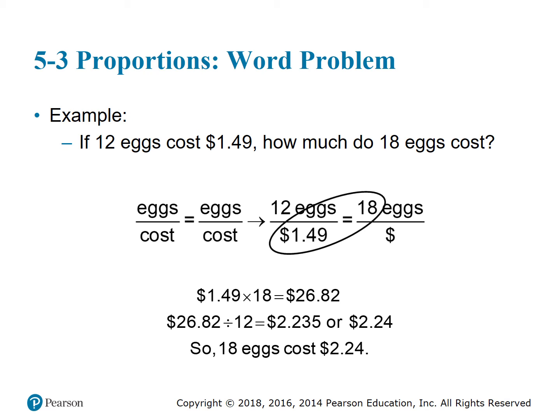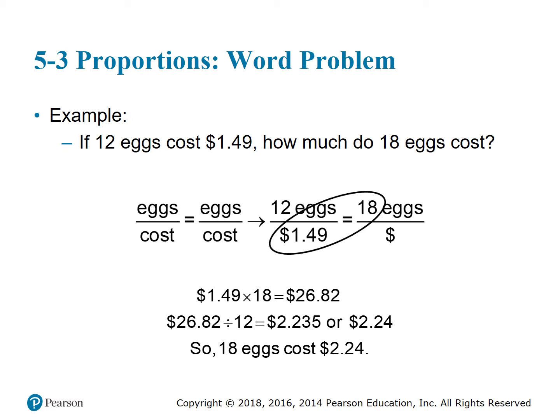Okay, so let's look at an example of a word problem dealing with proportions. When solving word problems involving proportions, we want to set the problem up so that the same types of elements are directly across from one another. Then we're going to multiply diagonally, cross multiply, and then divide by the number that is left to find our unknown.